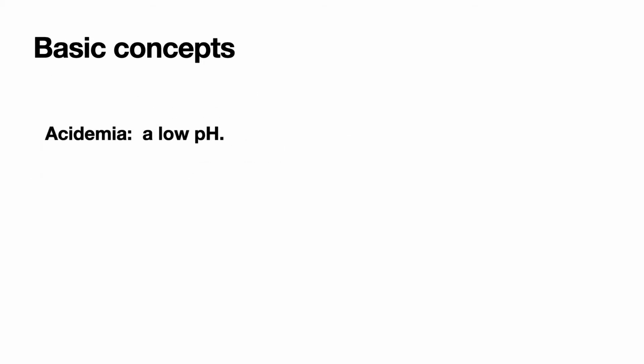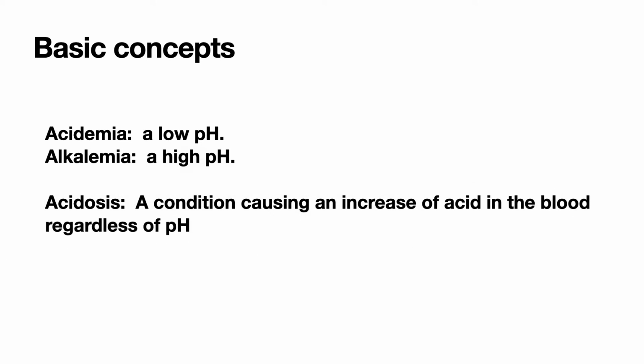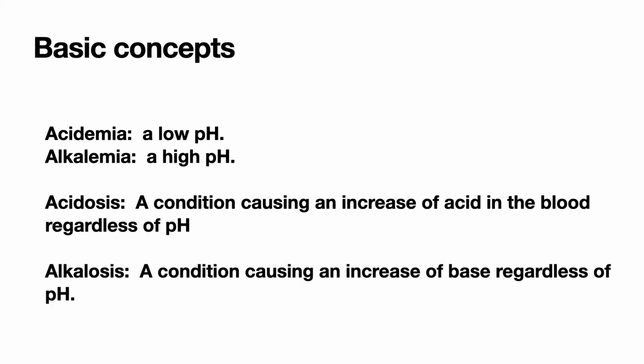Acidemia is always a low pH. Then alkalemia is always a high pH. Then acidosis is a condition causing an increase of acid in the blood or a decrease of base in the blood. It doesn't matter how you see it, regardless of the pH. And then we have alkalosis, a condition causing an increase of base or a decrease of acid in the body, regardless of the pH. So these are the basic concepts that we are going to work with.